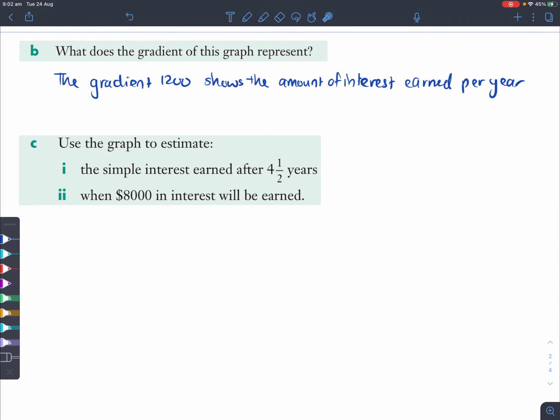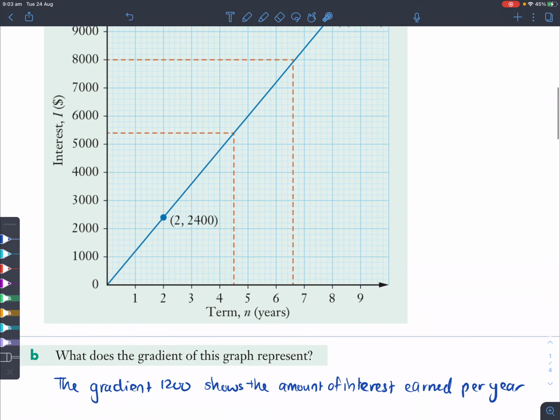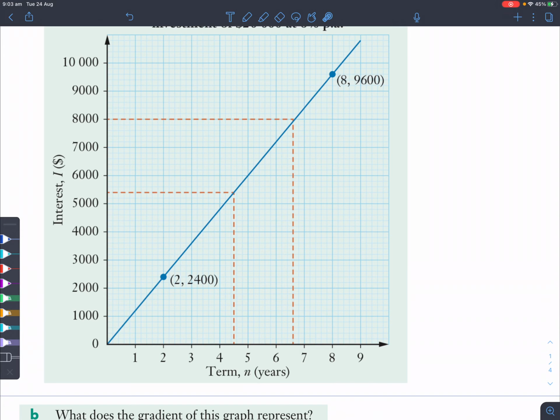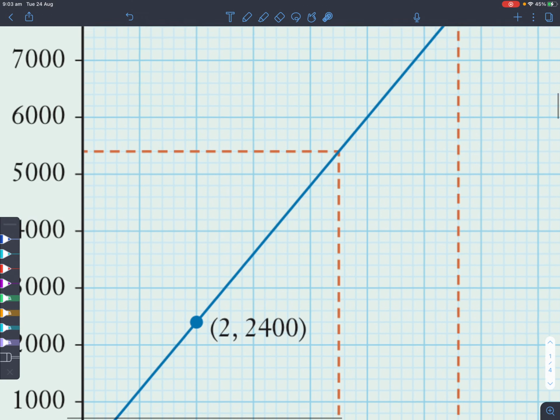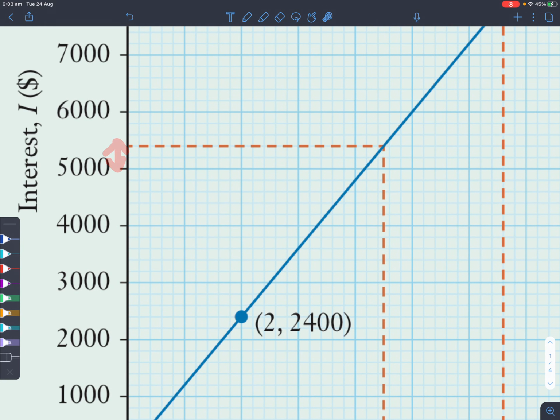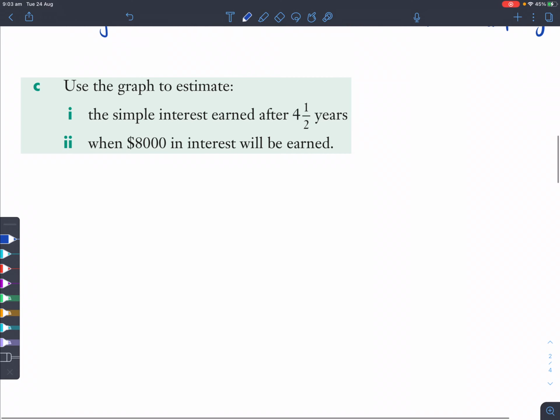Part C: use the graph to estimate the simple interest earned after 4.5 years. So 4.5 years is right here on the x-axis. We go up, hit the simple interest line graph, and go across. That value, if we look at it carefully, is 2 little squares above 5,000. There are 5 squares extending from 5,000 to 6,000, which means it goes up by 200 each time. So if you go up by 2 squares, that's 5,400. The answer for this question is $5,400 worth of interest.